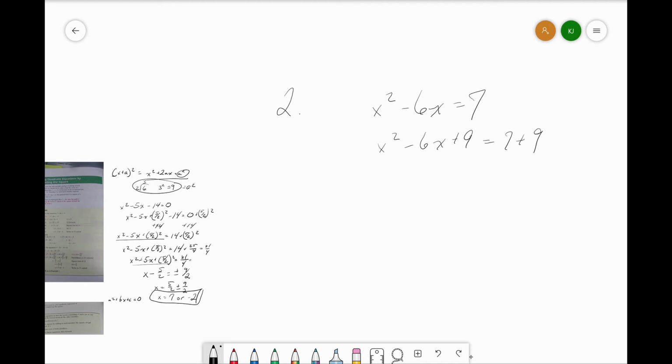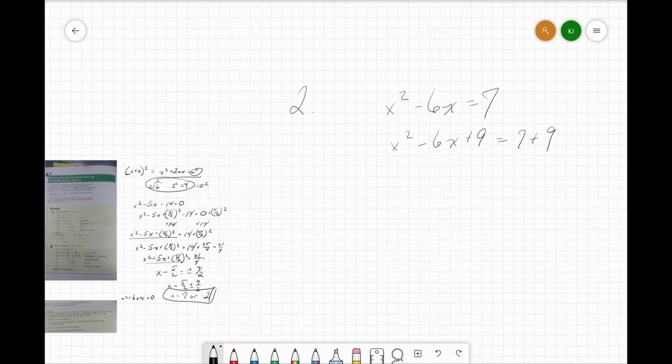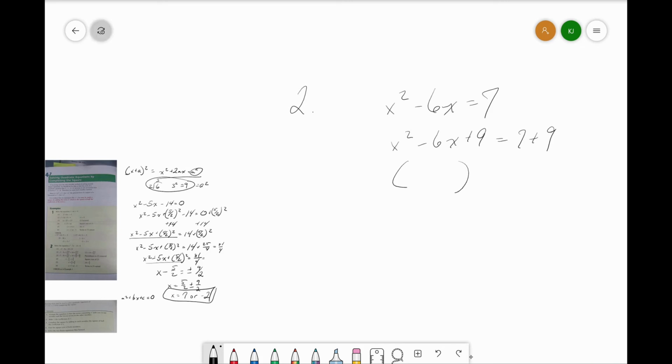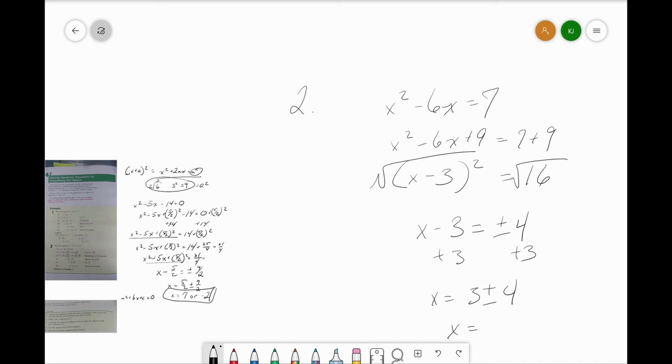And then we've already done something similar to this in exercise 1. So we already know that this is going to be (x - 3) squared equal to 7 plus 9, which is 16. And then we can square root both sides, and we're left with x minus 3 equal to positive and negative 4. Then we add 3 to both sides, and x is equal to 3 plus and minus 4, which leaves us with x equaling negative 1 or 7. Alright?